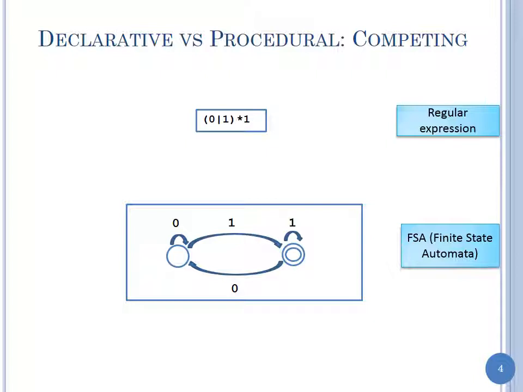So finite state automata, you say, if you're in this state, you see a 1, do this. You see a 0, go to this state. Next state, if you see a 1, you do this. See a 0, do this. It's all do. It's all procedural.